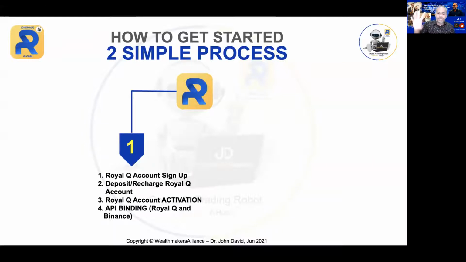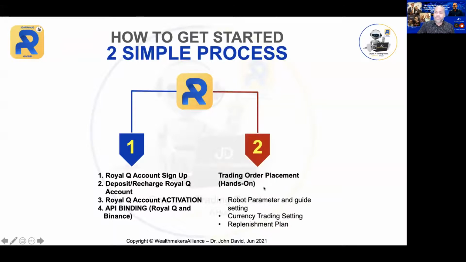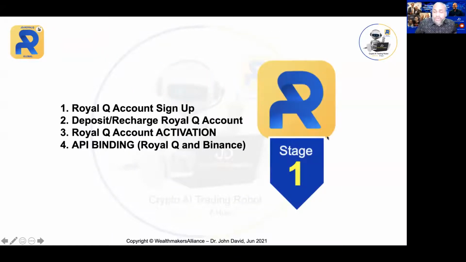This is the first process. There are 4 steps, and once the first process is complete, only then can you proceed to trading. Then you can get hands-on and start placing your trading orders, and I will go through the parameters with you. I will also go through wallet management and so on in detail. Just follow me through one by one. Now we're going to look into the 4 steps of the first process, which is your RoyalQ: sign up, deposit, activation, and binding.